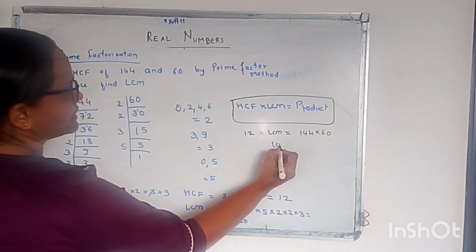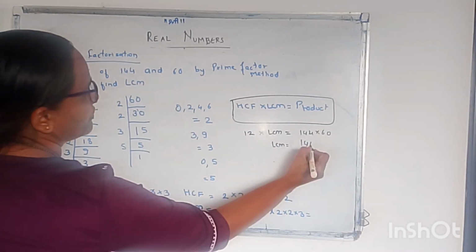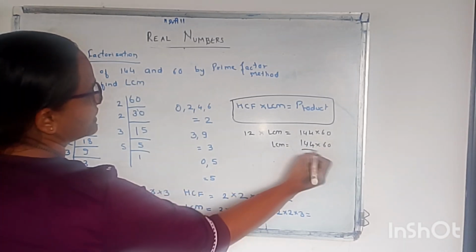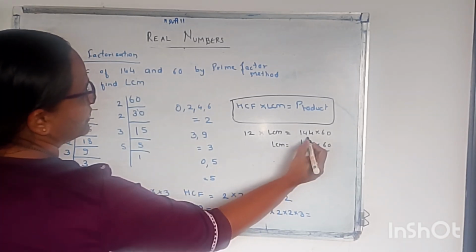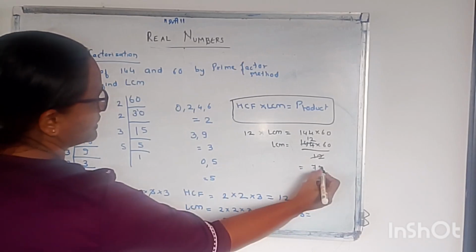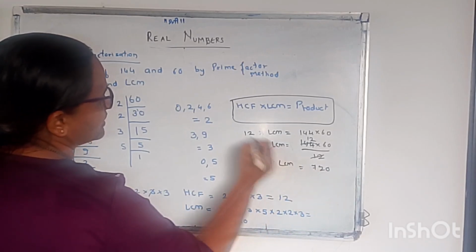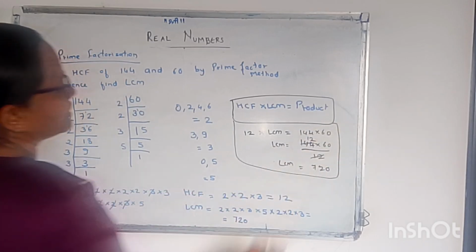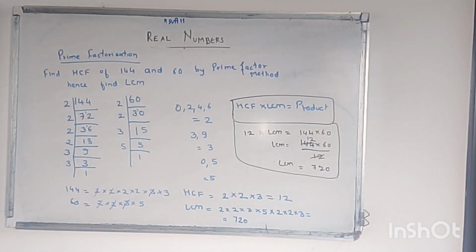So keep your LCM as it is. So you get 144 multiplied by 60 upon 12. 12 12s are 144. 12 multiplied by 60 is 720. So LCM is 720. Take this as a new trick to solve your LCM and HCF in an easy way.